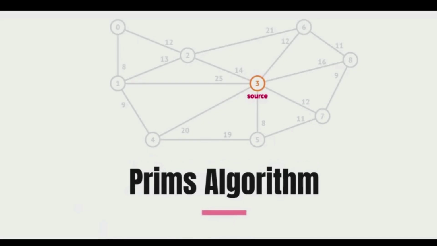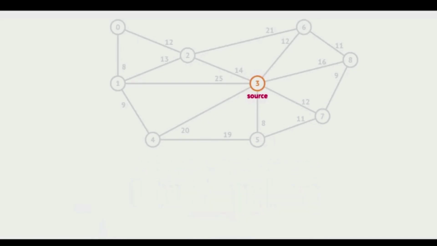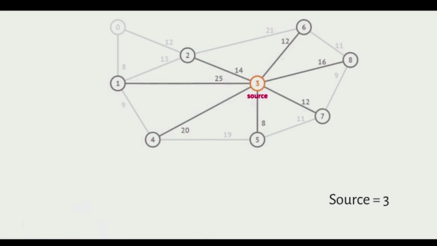Now we'll illustrate Prim's algorithm via the following example. Let's take 3 as a starting node. Note that the highlighted vertices are the adjacent neighbors of 3. On comparing the weights of all the adjacent neighbors of 3, 8 is the minimum. Hence, the path between 3 and 5 is connected.